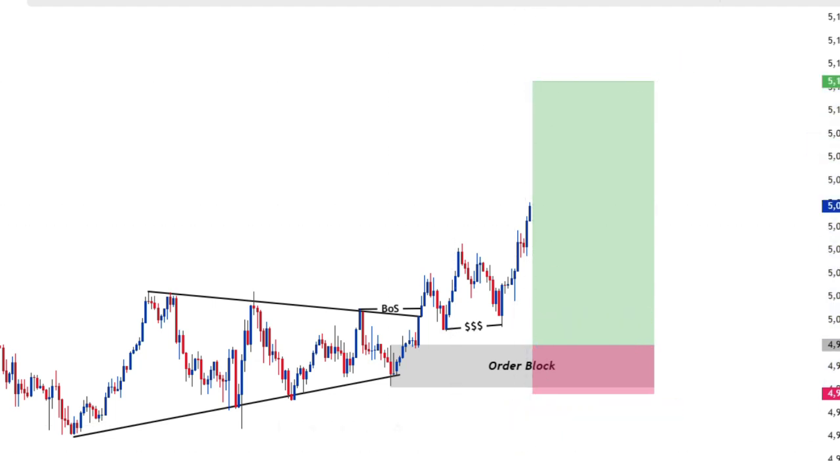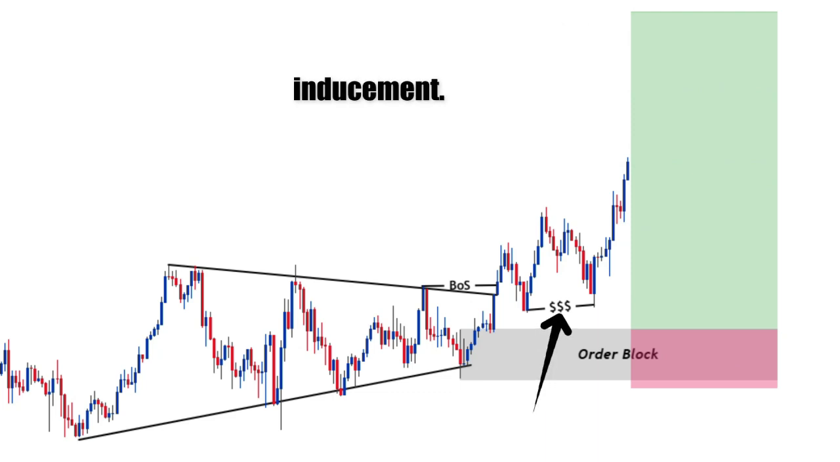Before the breakout, price creates inducement. What is inducement? It's when the market gives traders a safe-looking entry, just before moving in the real direction. You'll often see small pullbacks, equal lows, or tiny liquidity zones forming inside the structure.